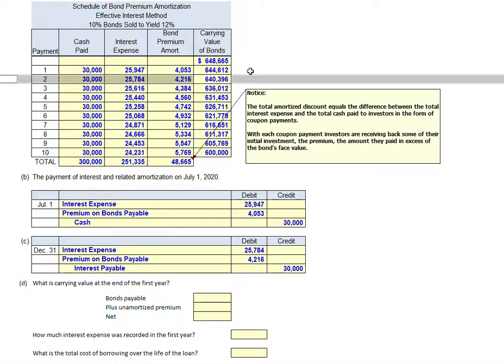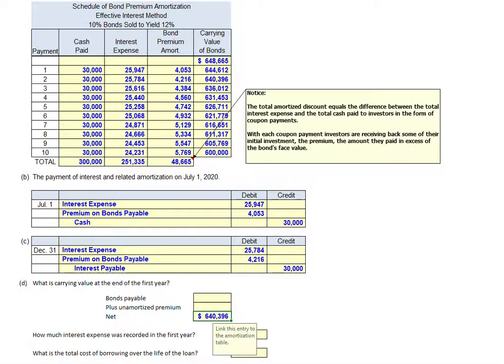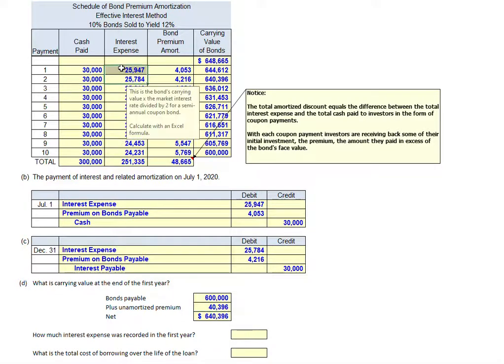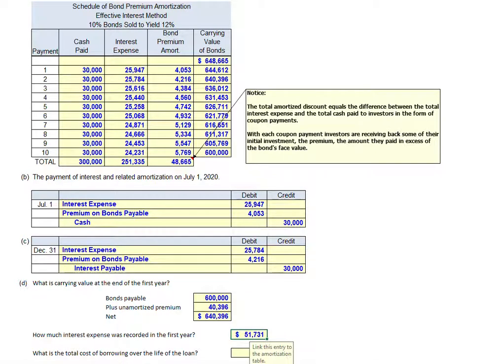The carrying value of our bonds at December 31st will be from the second row of our amortization table. It's the $640,396. We carry our bonds on our books at their face value of $600,000. So how do we get to the carrying value of $640,000? We will show an unamortized premium of $40,936. Our interest expense for the first year will be the $25,947 plus the $25,784 for $51,731.